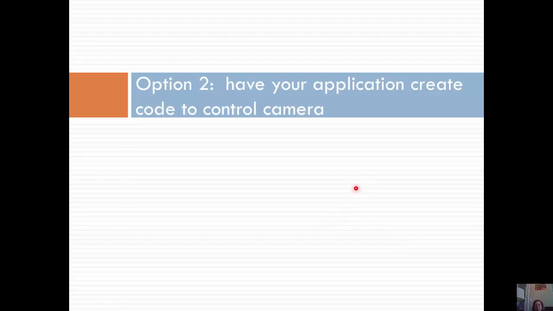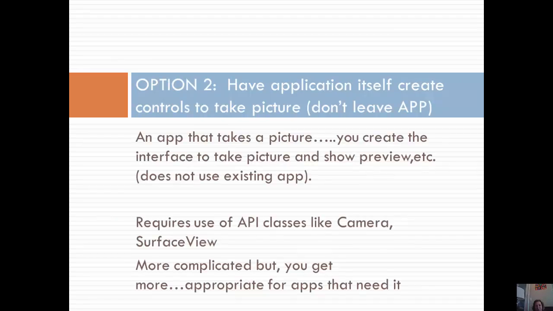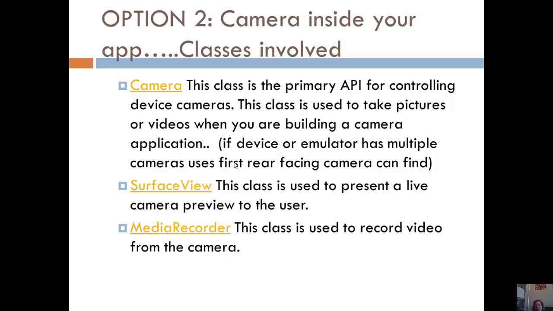So going back to before, we talked about the fact that there are two ways for you to have a picture or video taken. One is using the external camera app, which we just went over. Another option is for you to create code so that you control the camera directly inside your application. You never leave your application. So this requires, of course, the use of API classes. And if you remember before, there are two options.